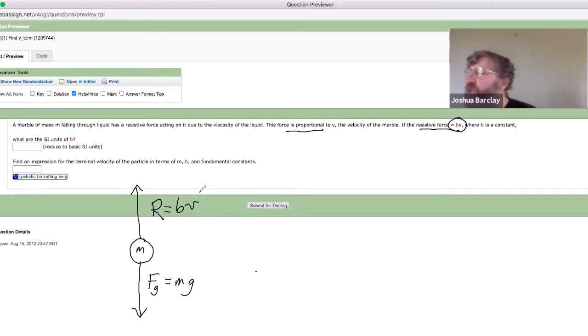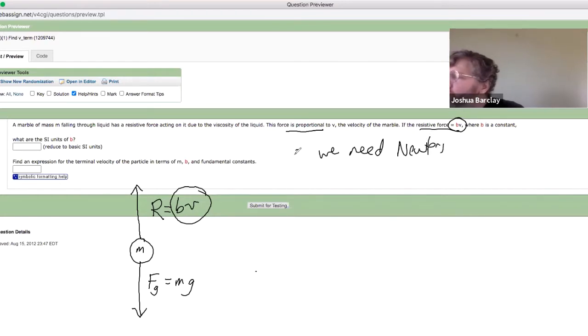Now the question is, what are the SI units of B? What do we need this quantity to be? What are the units we need for that? Mass times meters per second squared. Yeah, we need newtons. So this is for part A. One newton is equal to one kilogram times meter per second squared. That's what a newton is, right?